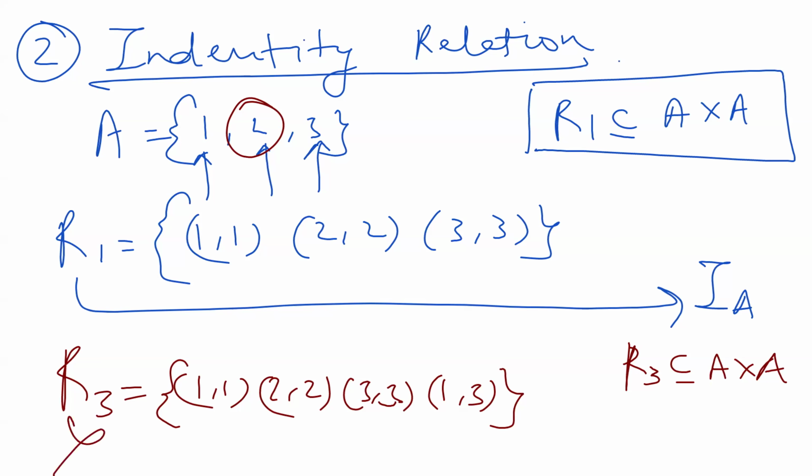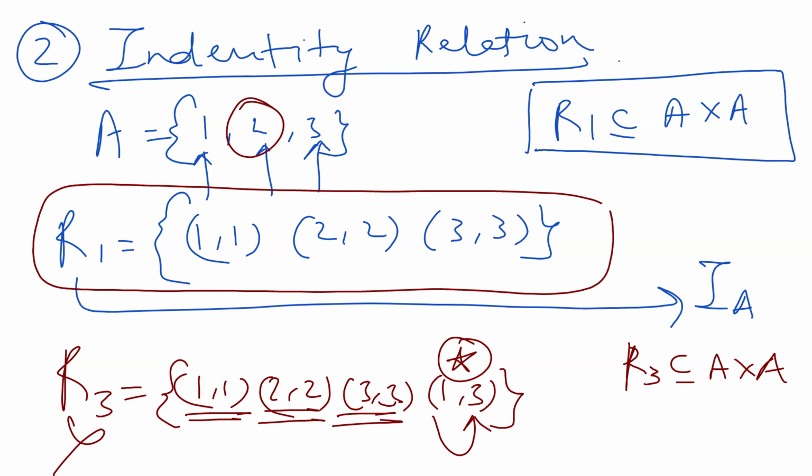No, it's not an identity relation because see, all objects are paired with itself, but then this is an extra pair, (1, 3). 1 has to be paired with 1 only, and 3 has to be paired with 3 only. Due to this reason, this is not an identity relation. Okay. So the only valid identity relation will be this R1.